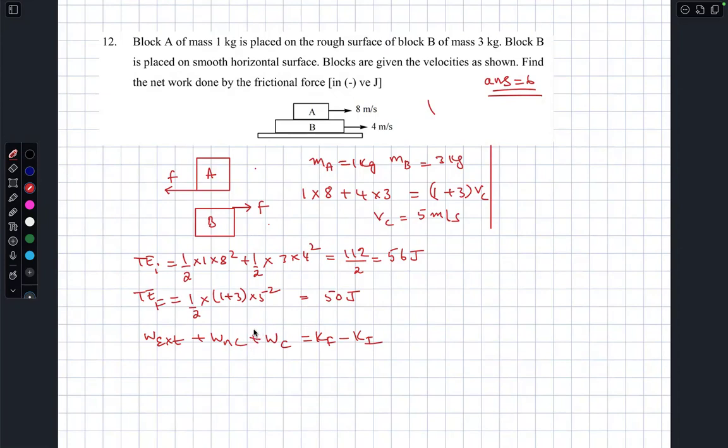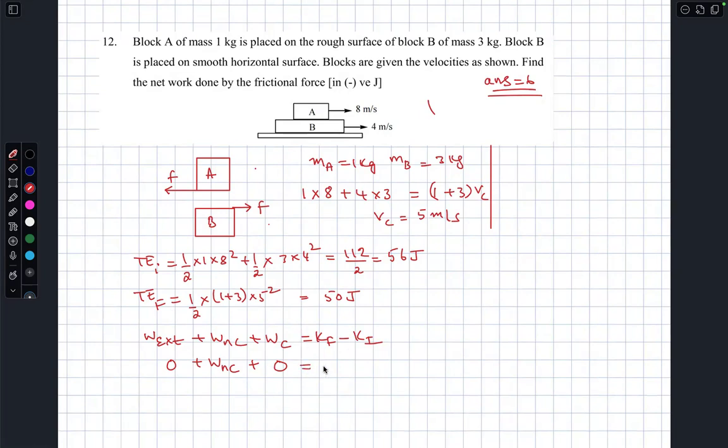Is there any external force? Normal reaction does zero work, being perpendicular. So there is no external force. Non-conservative, there is friction. There is no conservative force here. Gravity acts vertically downwards and you are moving rightwards, so it does zero work.